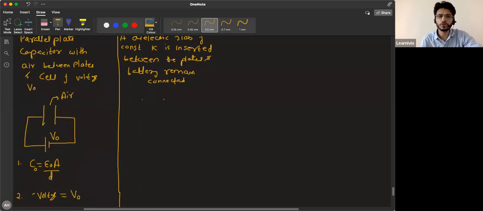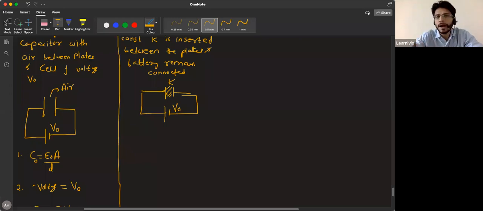So what you do, you take this capacitor, you introduce a dielectric slab of dielectric constant K, and you did not remove the battery. Battery is connected. So remember one thing, if battery is connected to your system, then voltage will not change. Anything can change. Charge can change, capacity can change, but not the voltage. Potential difference will be constant. Just write this thing somewhere.